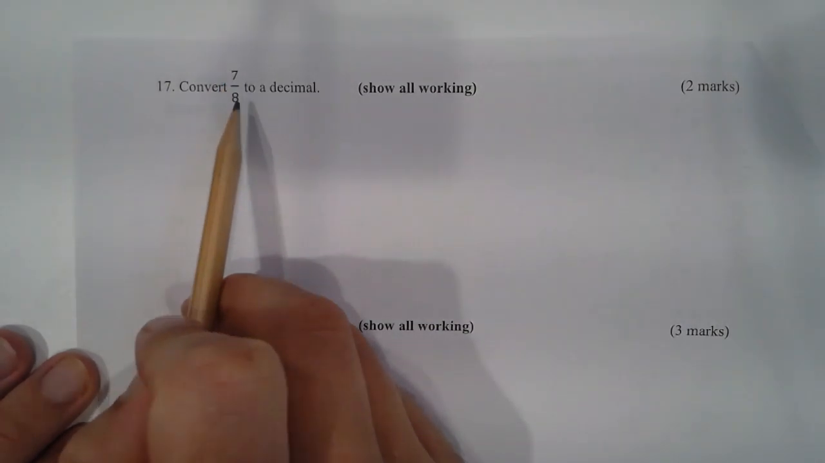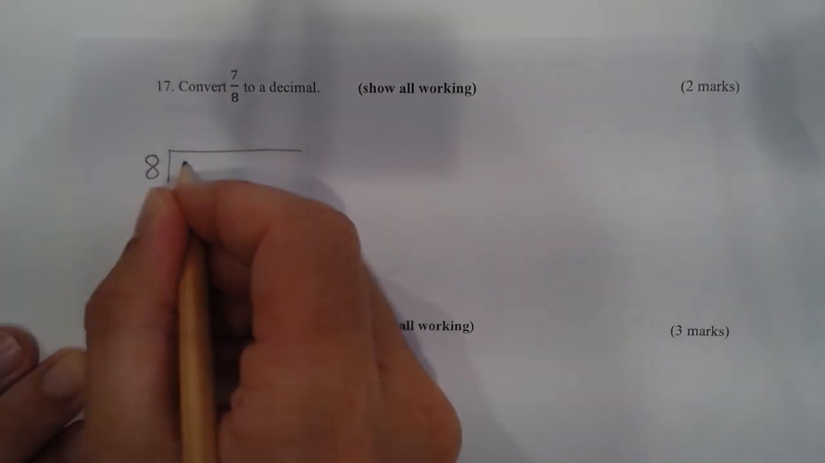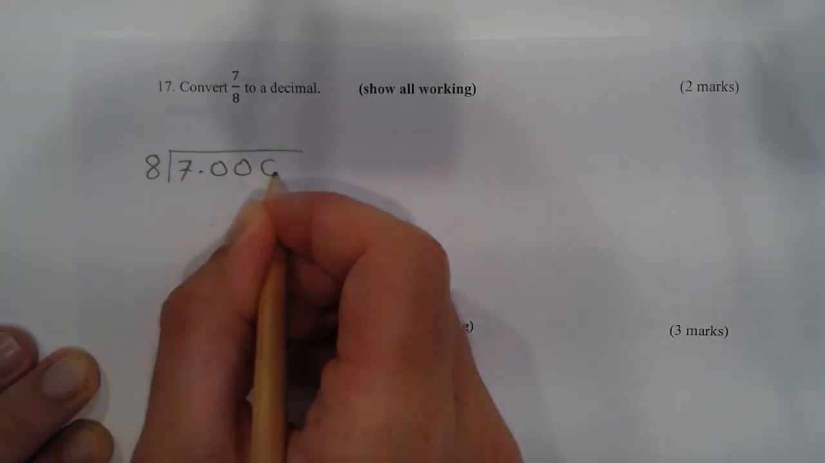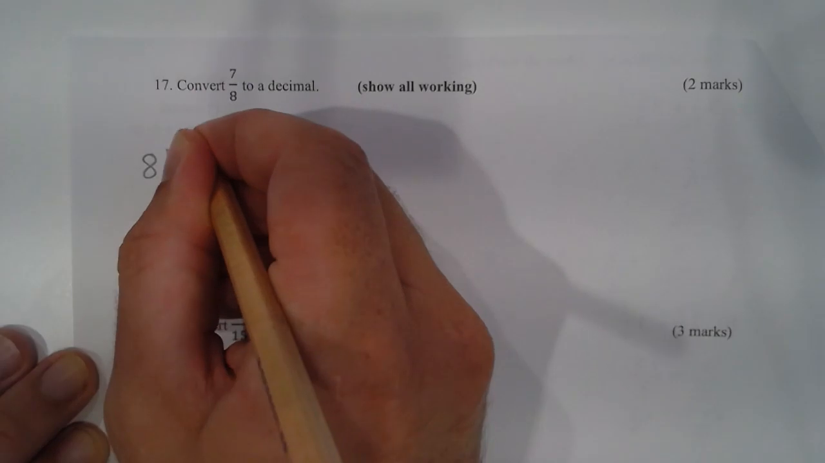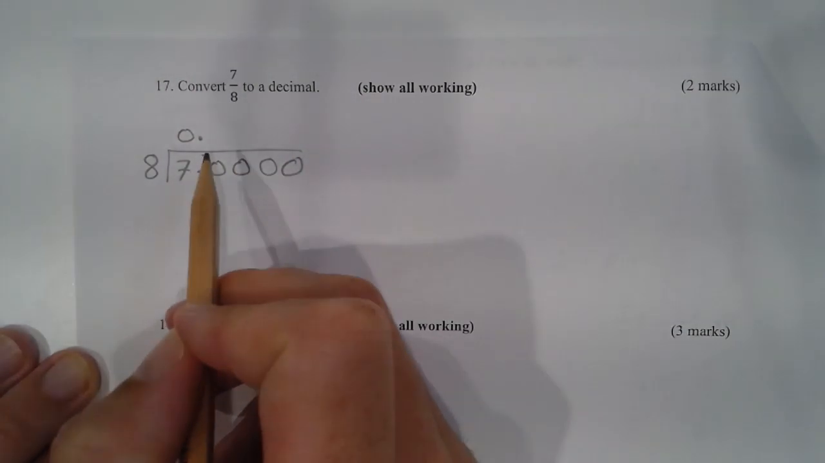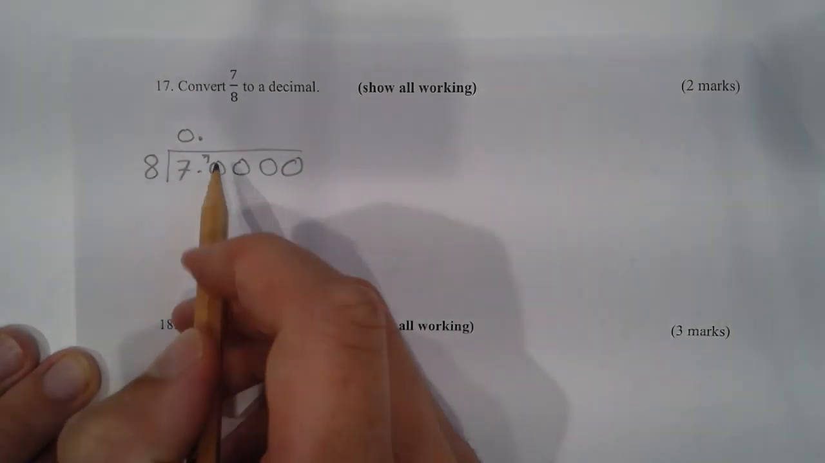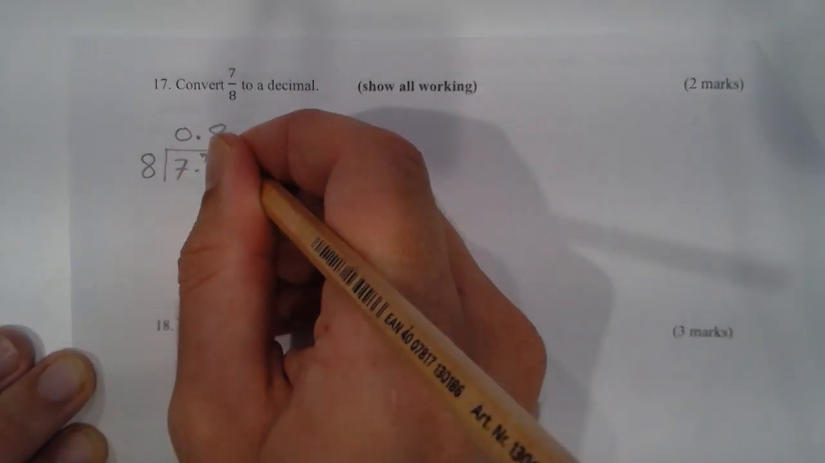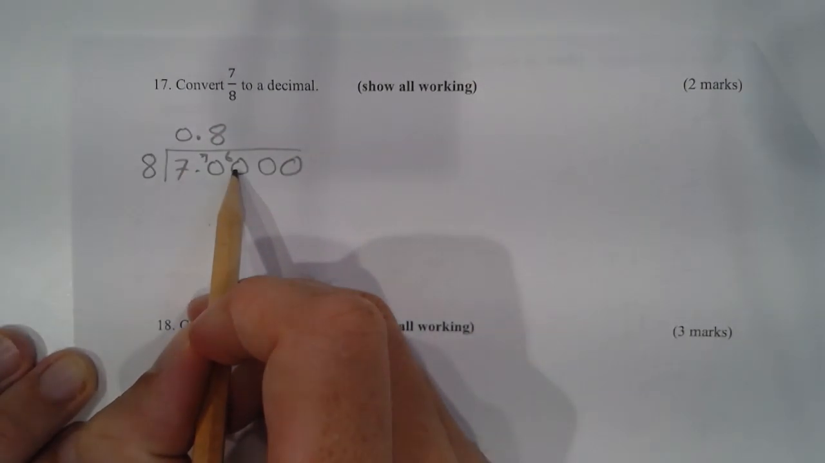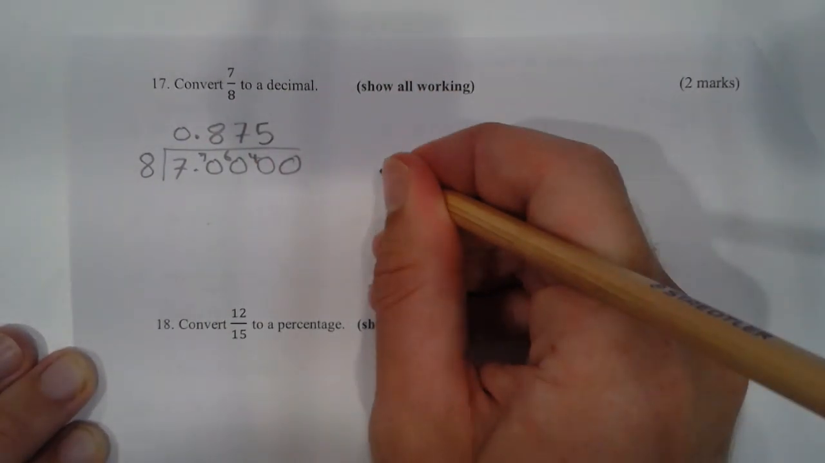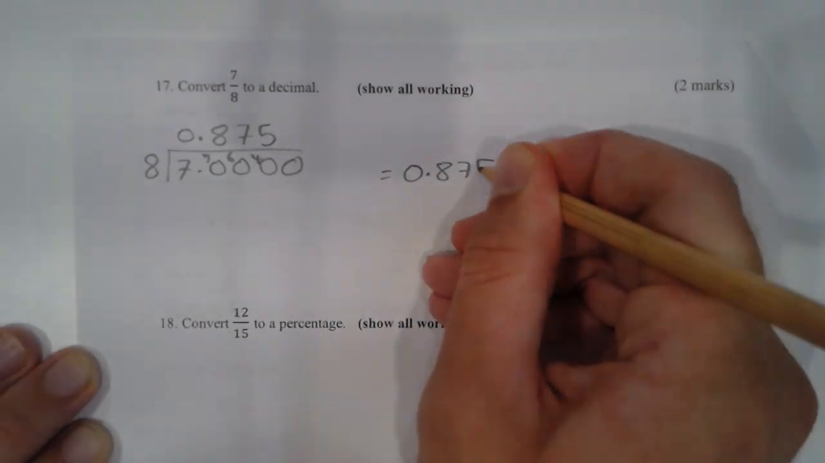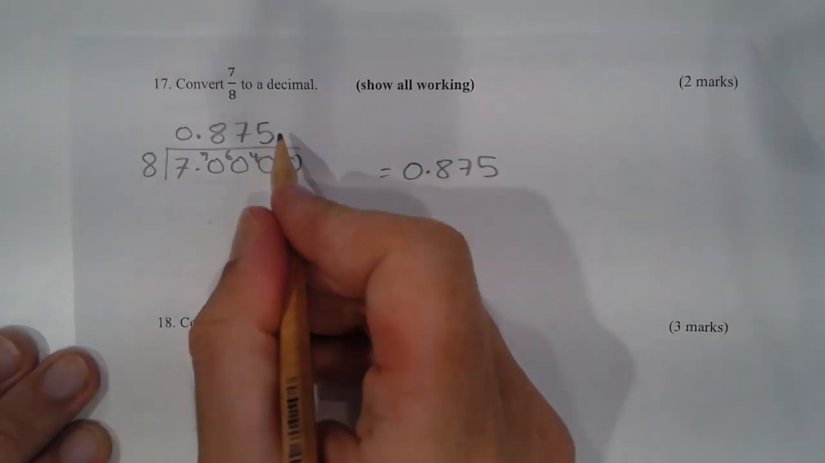Alright, question 17. Convert this to a decimal. So this actually says 7 divided by 8. So how many times can 8 go into 7? And we're going to give ourselves some decimal points. So 8 can't go into 7, carries 7. 8 times 8 is 64, with 6 left over. 8 times 7 is 56 with 4 left over, and 8 times 5 is 40, so our answer is 0.875, because then there'd just be zeros from now on.